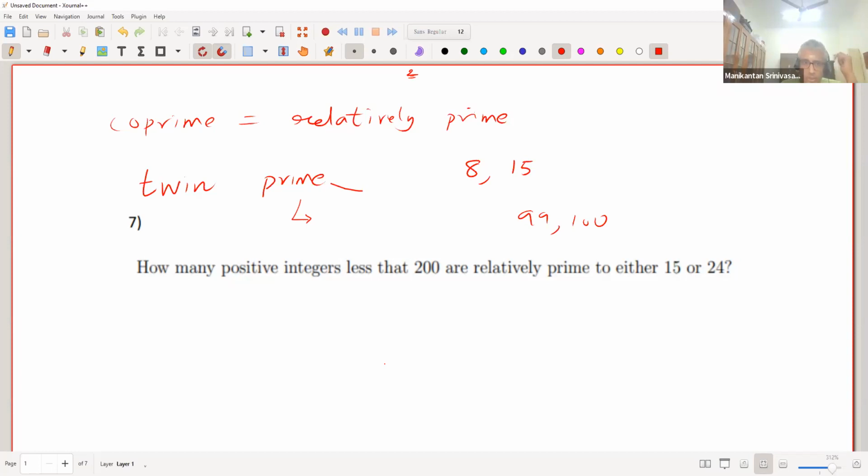So just to recap again, twin primes are two primes with a difference of 2, right? Two successive primes. I don't have to say successive primes. Obviously, the difference would be 2, right? So, like I said, if the difference is 2, then the only possibility is there are two odd numbers with an even number in between.